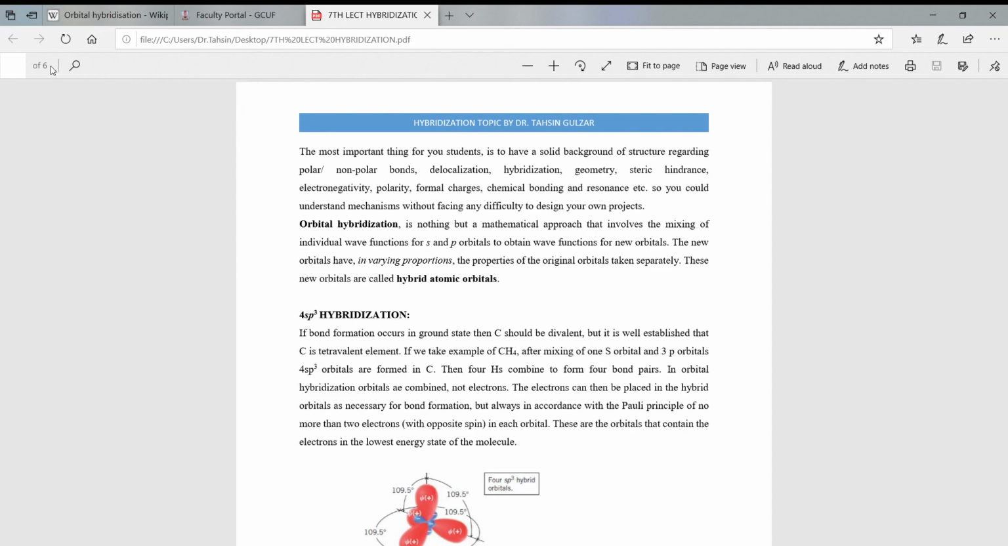Details are given in these lectures. Kindly go through them properly, nicely, understand, read it 2 or 3 times to understand. Otherwise, just going through once is not sufficient to understand all the concepts.